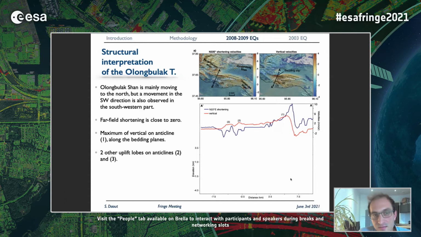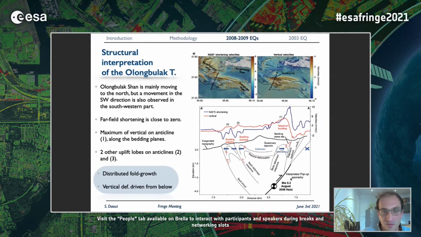So to look more in detail, as we have both ascending and descending, and as the GNSS doesn't indicate any strike slip motion in this area, we decompose into a shortening component perpendicular to the range and a vertical velocity in this figure. What you observe is that the Longbulang range is moving to the north, which is in red in the shortening velocity, but also some part of this range, more particularly the southwestern part, is also moving to the south. There is no far-field shortening, and there are several maxima of vertical velocity that are associated with identified anticlines in the geomorphology that I enumerate 1, 2, and 3.